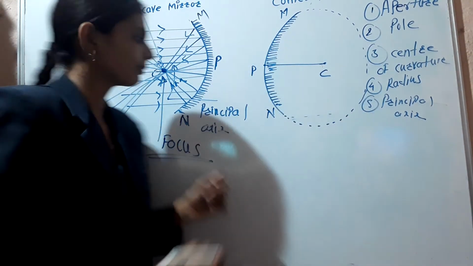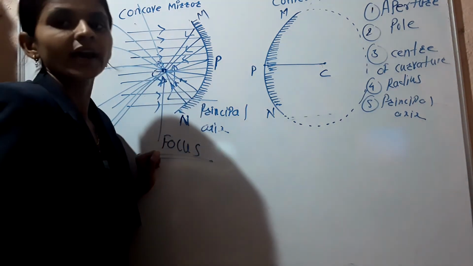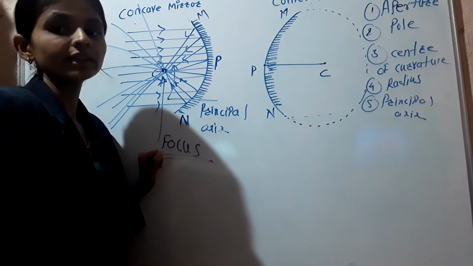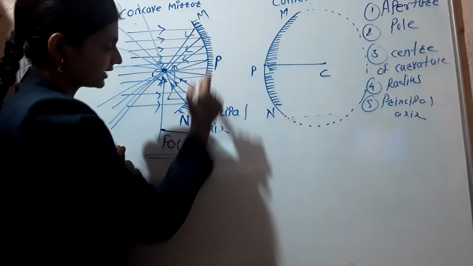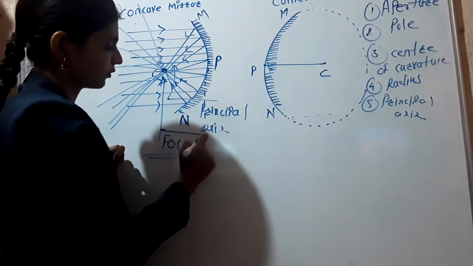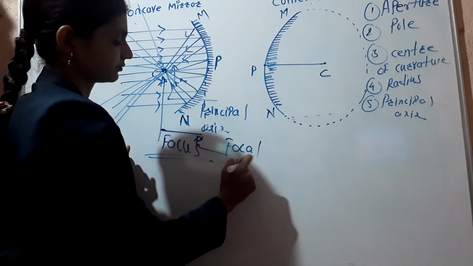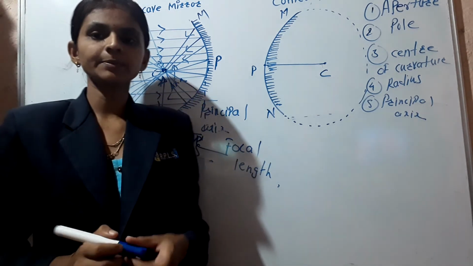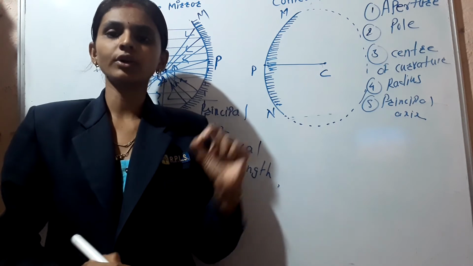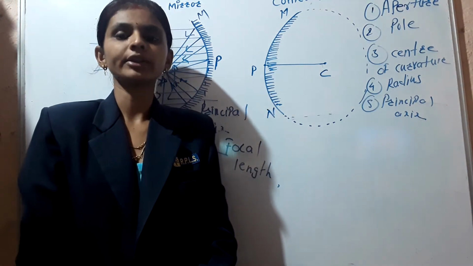So here we discuss the focus. This point is known as the focus, and the next concept is the focal length. The distance between the focus and the principal axis is known as the focal length. So all these concepts are related to the concave mirror.